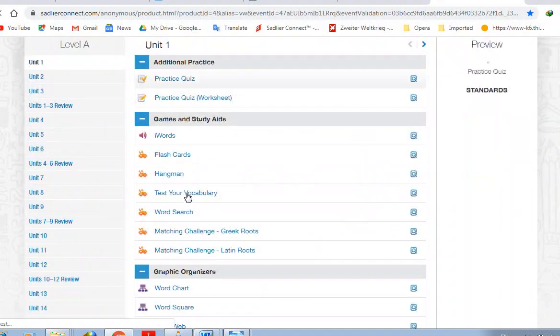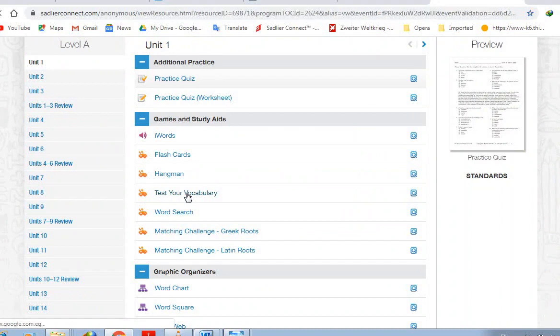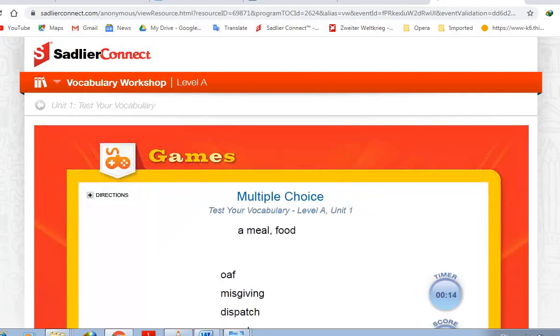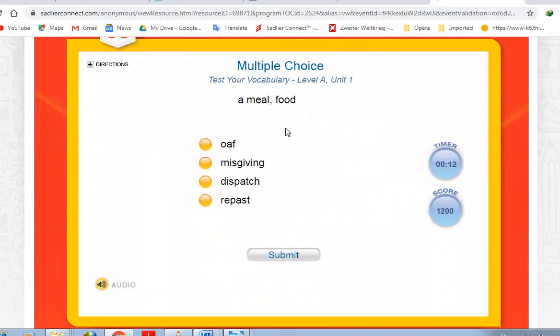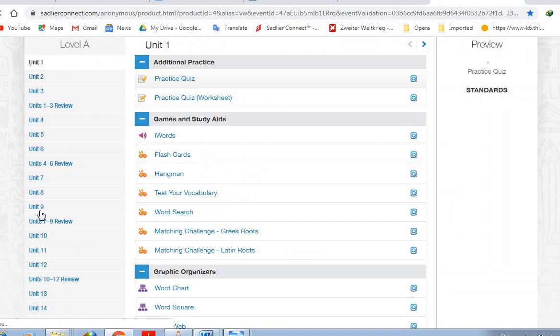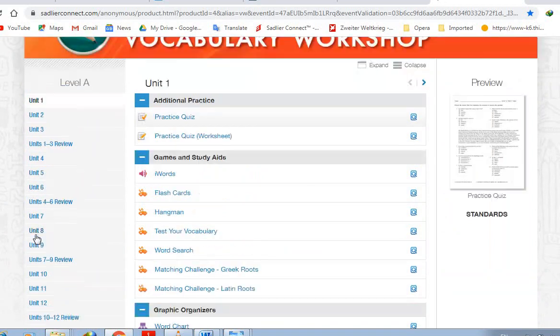Test your vocabulary, but this works on seconds. You have only seconds to answer. It is timed. See this? It is timed. You have to be very quick at this. Oh, sorry. I told you before we have to define which unit. This is unit 1. We have to take care of this. With every game, with every exercise, you have to choose the unit. Unit 10. This is unit 10. And then test your vocabulary.